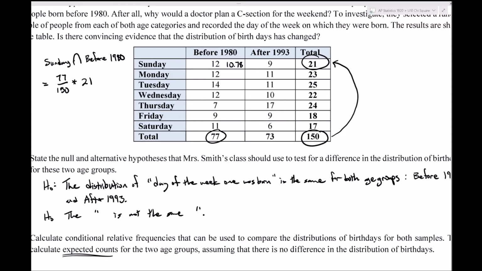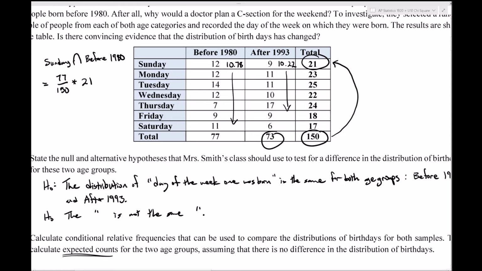It's going to be, in this case, there's a total of 73 people in the after 1993 category. So 73 out of the 150 is the proportion that we would like it to be. And then that's going to get multiplied by the 21 to scale it. That should have been 10 over 22.